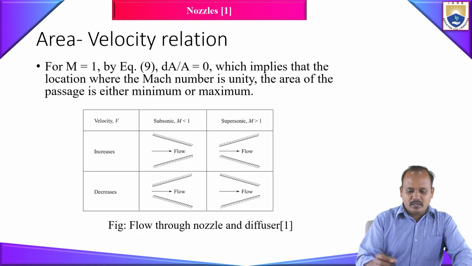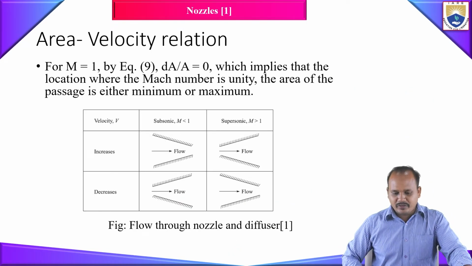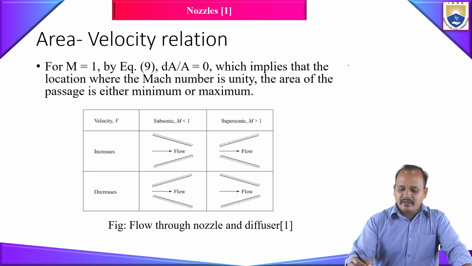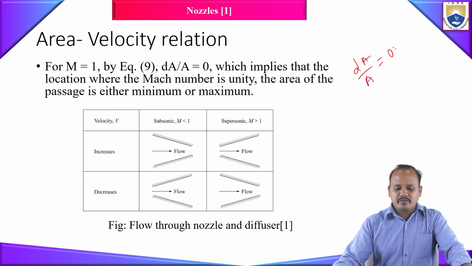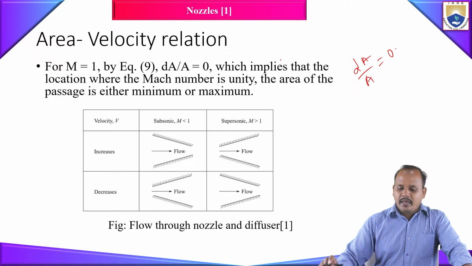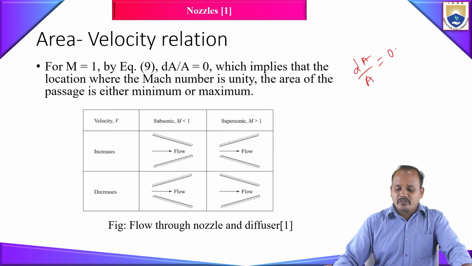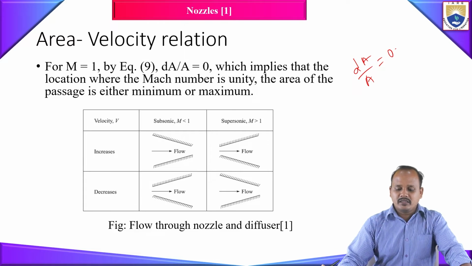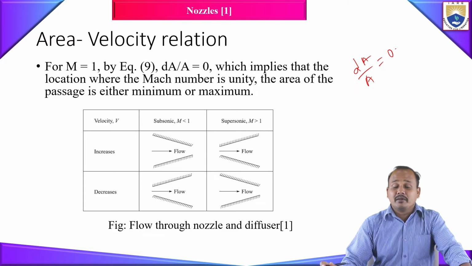So if I substitute m equal to 1 in this equation, what I'll have is dA by A equal to 0. What does this mean? Basically, the area at the location where m equals 1 is going to be either minimum or maximum. Mathematically, dA by A equal to 0 represents that at that particular location, it is going to be either a minima or a maxima.